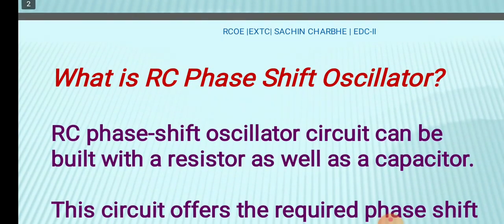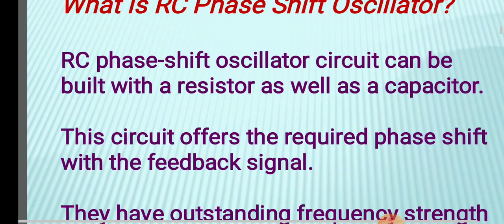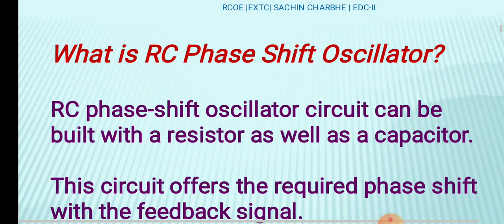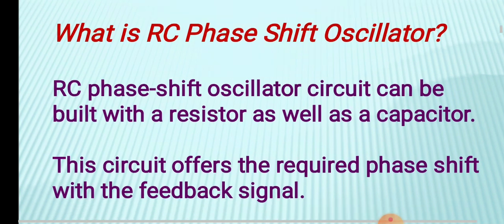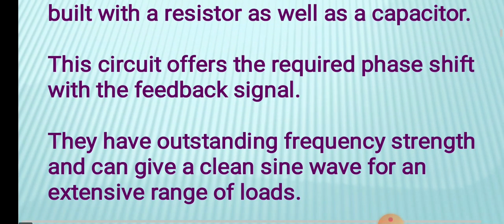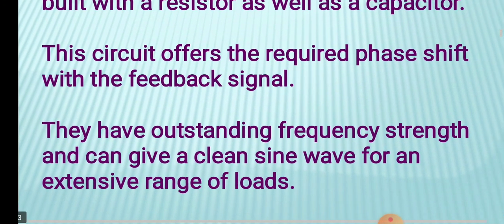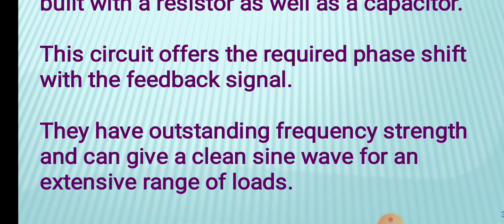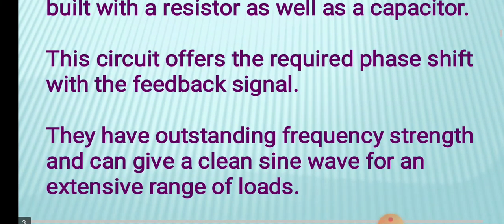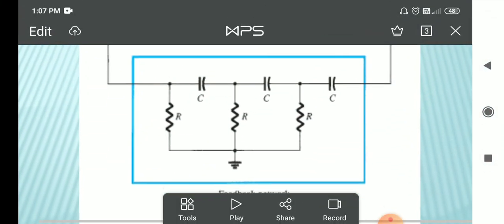Now the question is, what is an RC phase shift oscillator? An RC phase shift oscillator circuit can be built with a resistor as well as a capacitor, and an LC phase shift oscillator is built with inductance and capacitance. These circuits offer the required phase shift with the feedback signals, and they have outstanding frequency stability and can give a clean sine wave for an extensive range of loads.